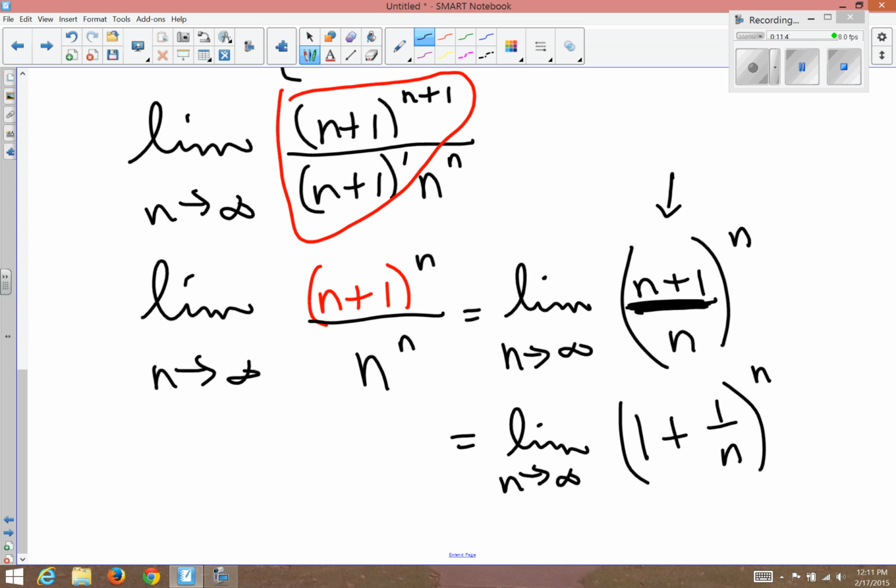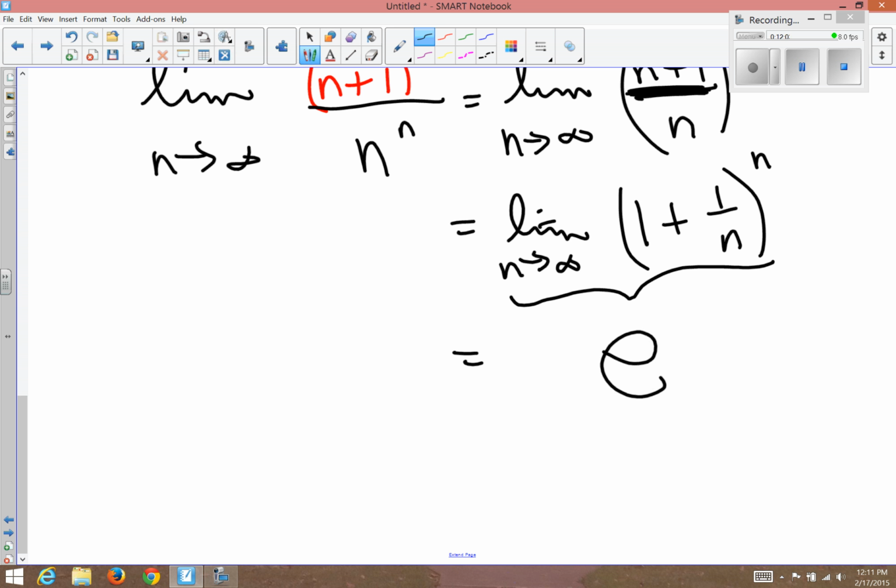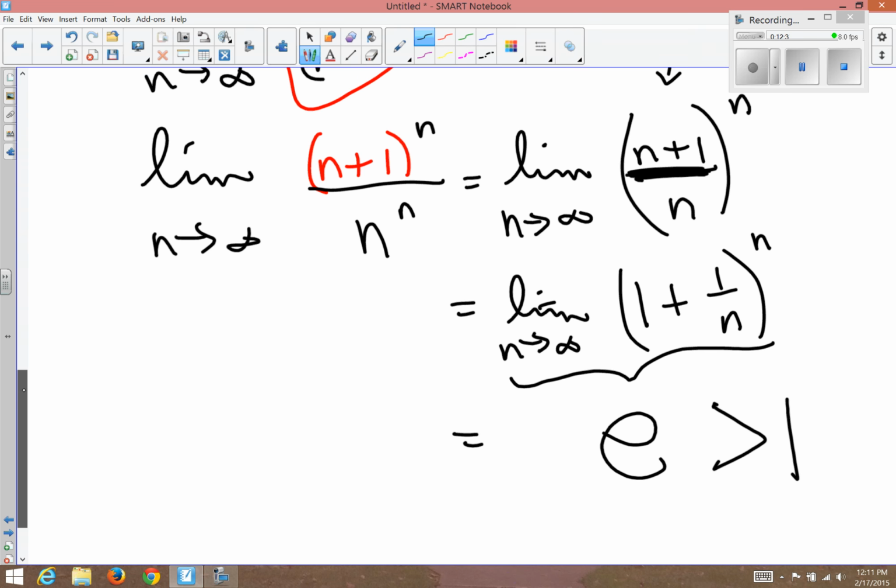And you might recognize that this, we call this in pre-calculus the definition. This limit is the definition of the number e. If we have time in class, we can prove that this limit is equal to e. It's a good idea to remember that this is the number e. And by the way, this number is e, 2.7, is greater than 1. So by the ratio test, the series diverges.